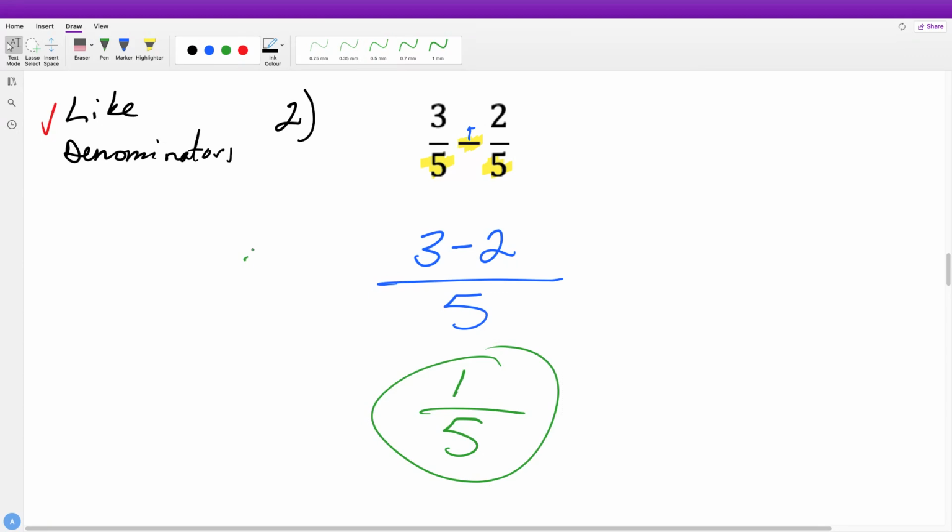So once they're already set up that they have the exact same denominator, it makes it super easy for us to add or subtract, and we just do that with our numerators. All right, now we're going to move on to a little bit harder questions where their denominators aren't going to be the same. What do we do in that case?